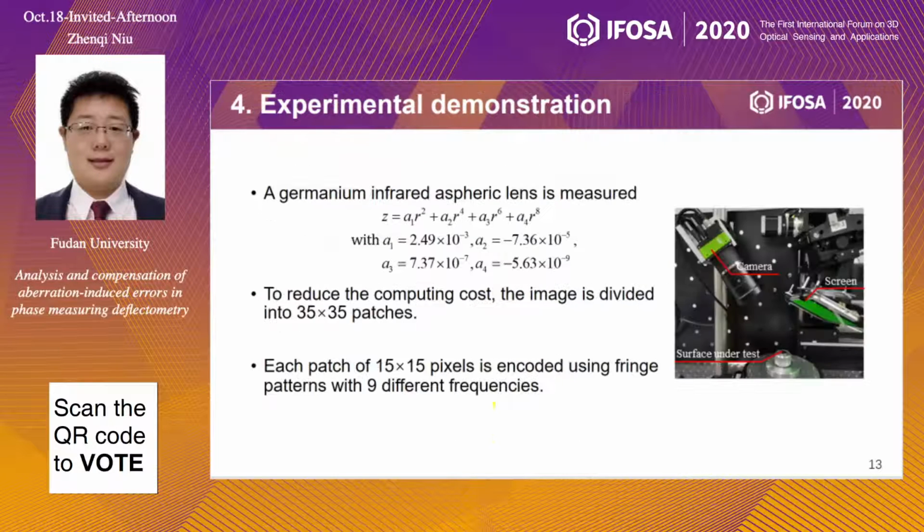A germanium infrared aspheric lens with a 10 mm aperture is measured to verify the proposed method. This function is the nominal model of the freeform. To reduce the computing cost, the screen image is divided into 35 by 35 patches, and each patch of 15 by 15 pixels is encoded by using fringe patterns with 9 different frequencies.